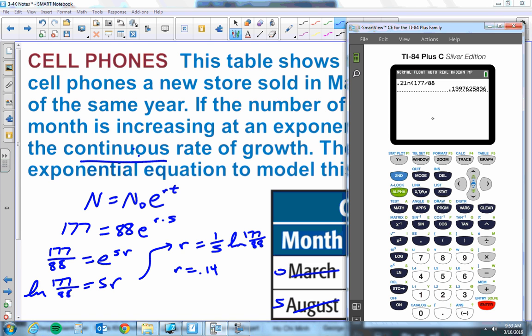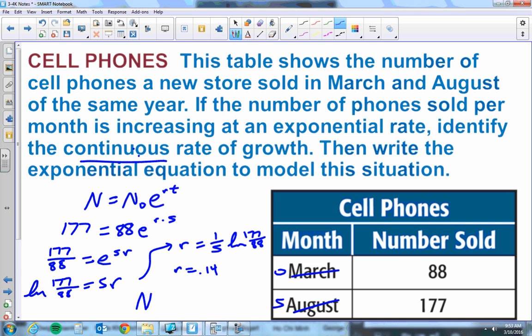That isn't the final answer, though, because if you read the directions, what it wants to do is once we found R, go ahead and write the equation, or the model for this situation. And so you go back, and you want N and T to be your variables, basically. And so the initial amount, you put that number in there, E to the power of, and R was 0.14. So when we want the model, we want it to be able to find the final amount based on the time. Okay? So you make those variables again, put numbers everywhere else.